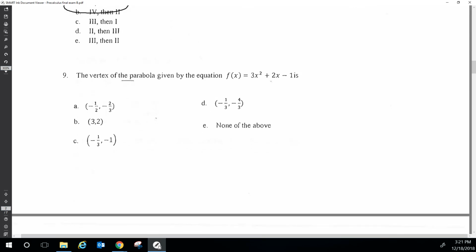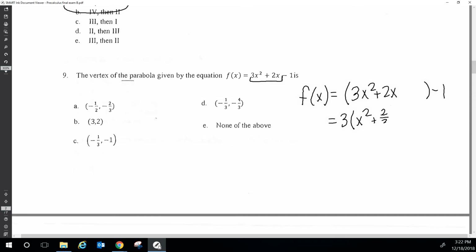Now, the vertex of the parabola given by this equation. In order to find the vertex of a quadratic function, you have to put that quadratic function into vertex form. So we need to complete the square here. I want to separate these terms and kick negative 1 to the curb. In order to complete the square, I'm going to take out that 3 because I can't have a leading coefficient, which means the middle term is going to be 2 over 3.